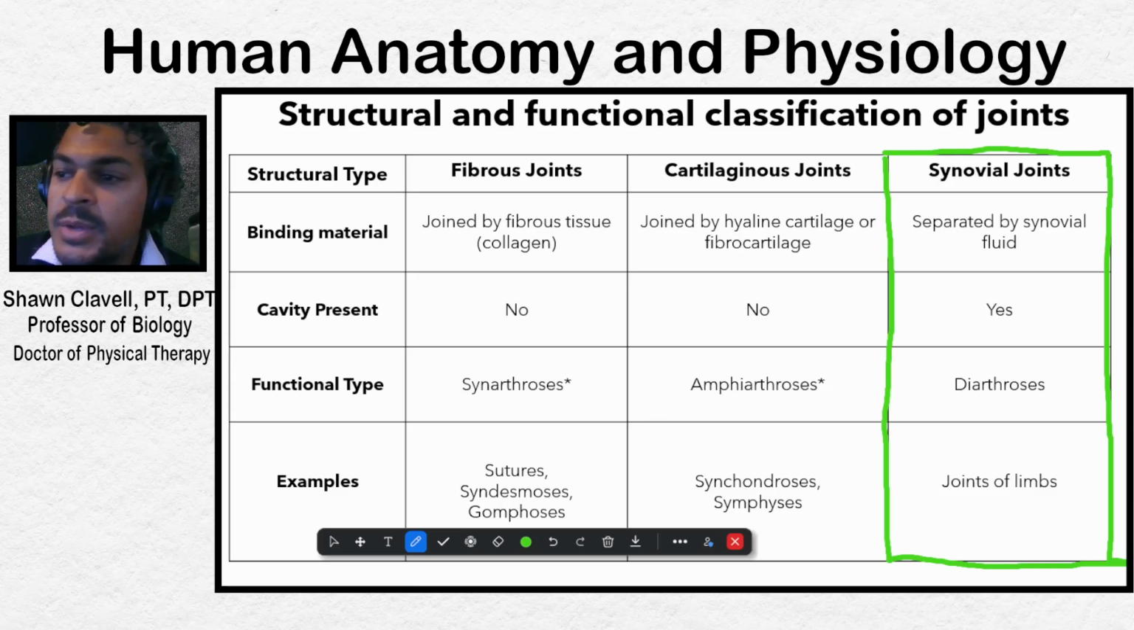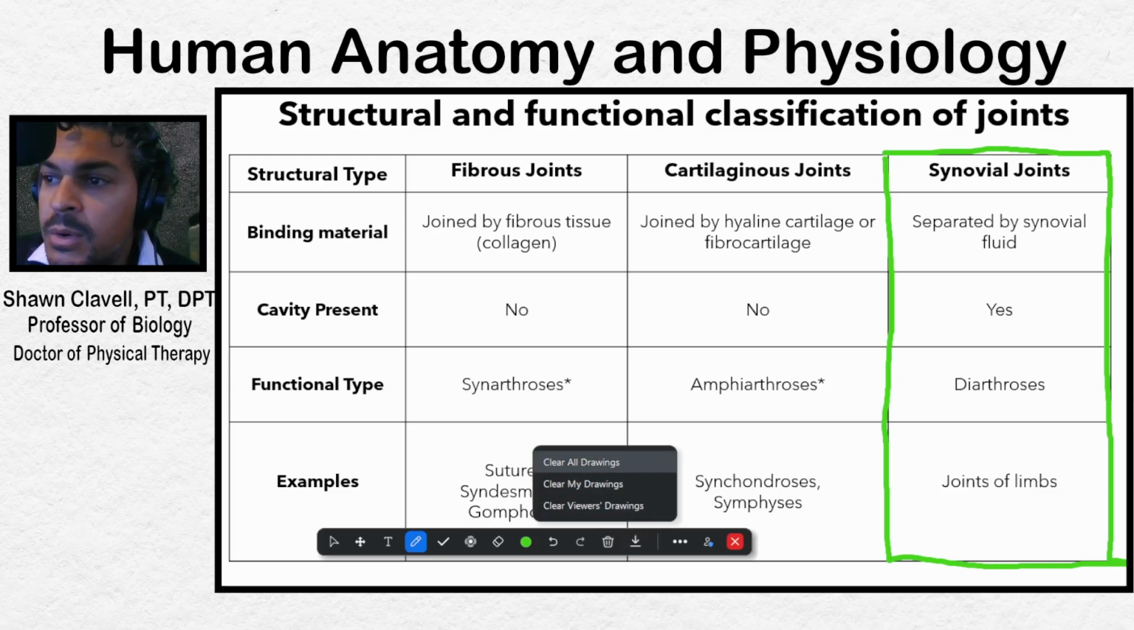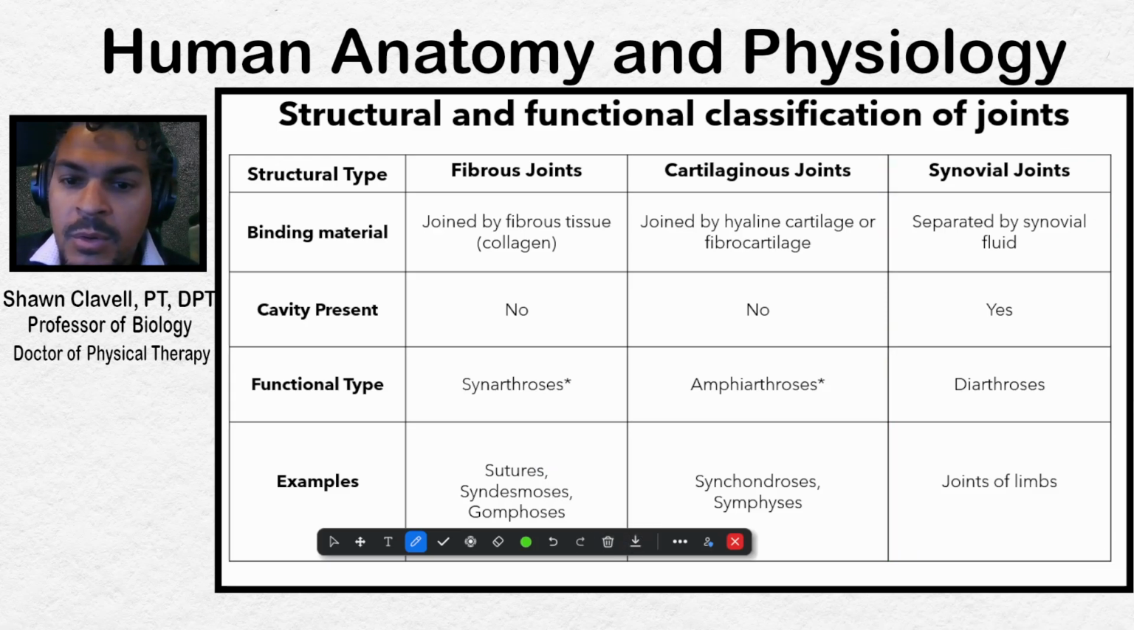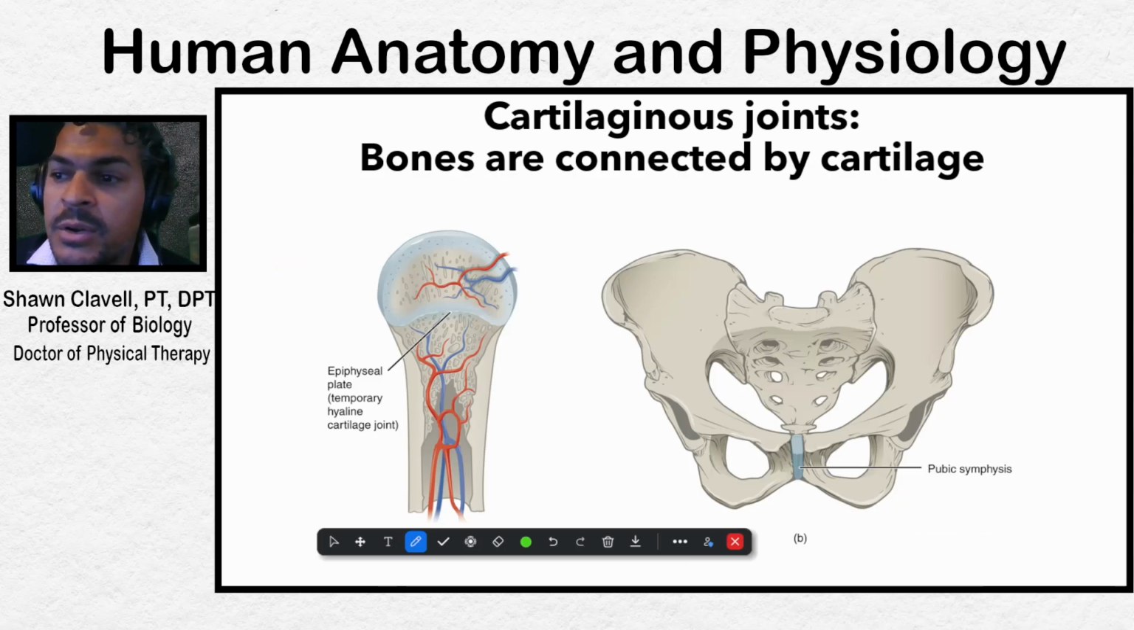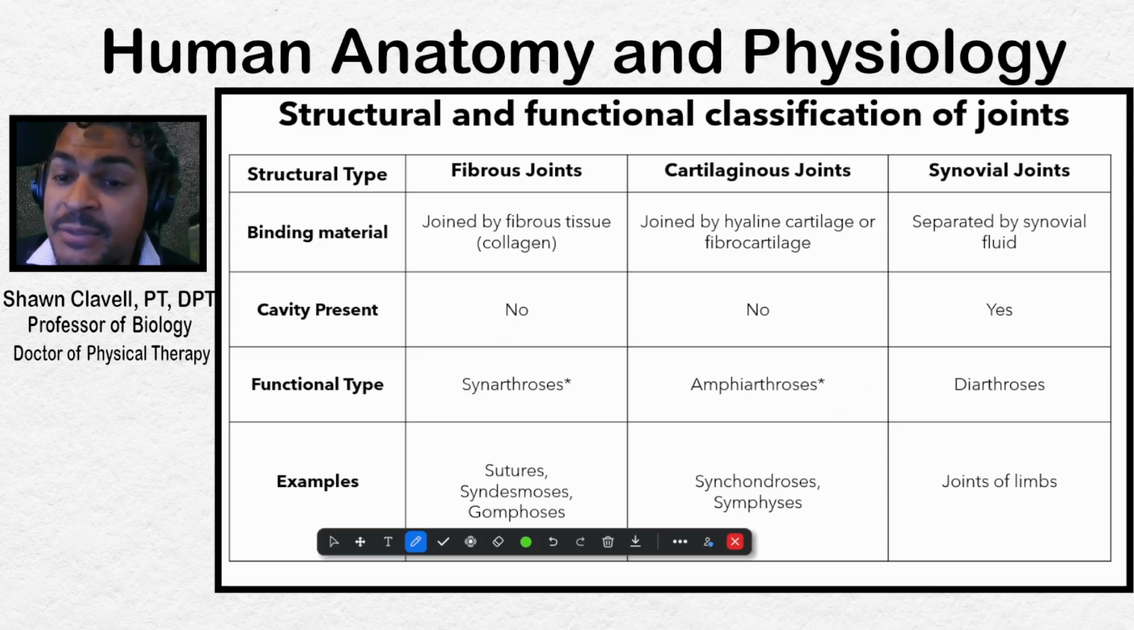We've already talked a little bit about how fibrous joints are held together by ligament or dense fibrous connective tissue. We've also talked about how cartilaginous joints are connected by cartilage, whether it's hyaline cartilage or fibrocartilage. And now, we're going to talk a little bit more about how the synovial joints might be a little bit different. And so the first is this concept of a cavity.